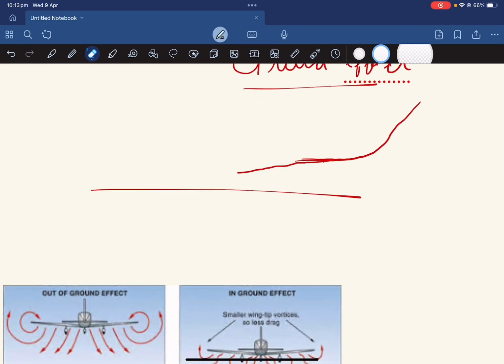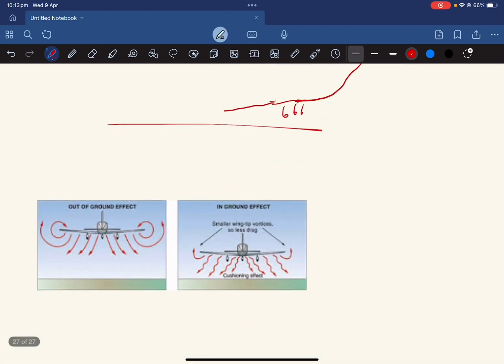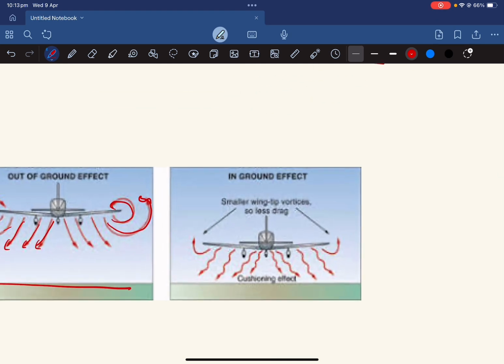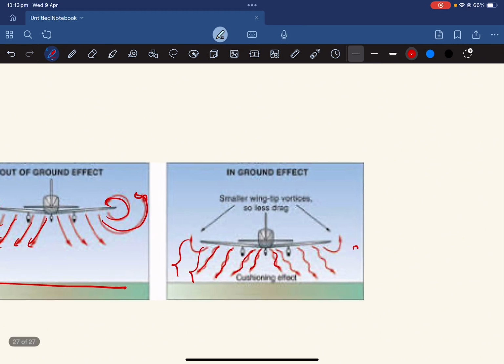So why are you floating over here? What does physics say? We're going to study that. Let's say this is your aircraft and this is your runway. You're coming to land, okay? These are your wingtip vortices, right? Anti-clockwise over here and clockwise over here. When you're closer to the ground, do you see your vortices? They're not able to form properly, right? Because of the reduced distance, your vortices are not fully formed. This provides a cushioning effect.